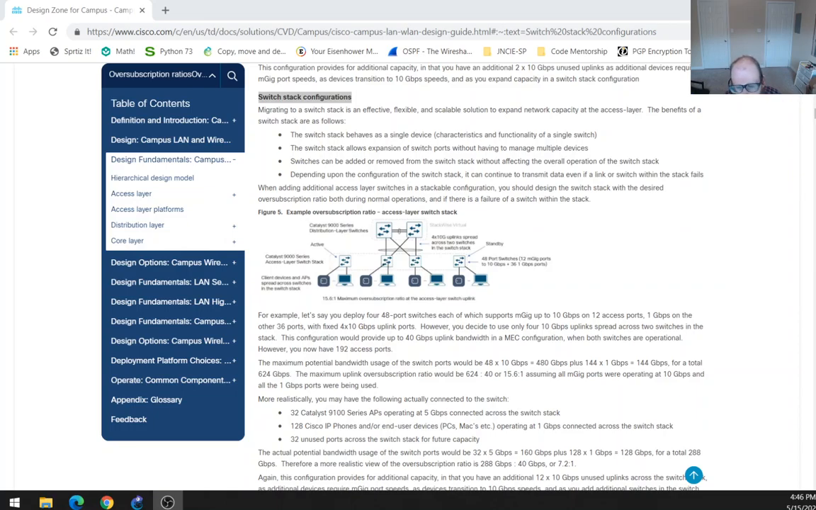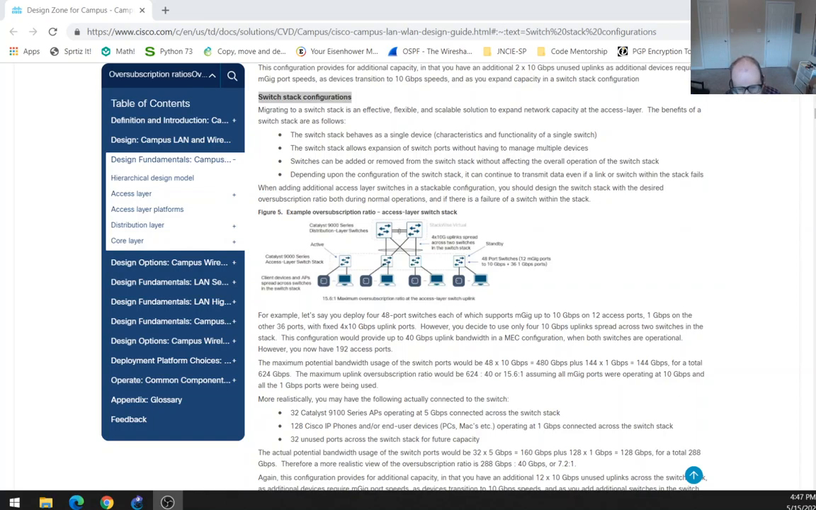This configuration will provide up to 40 gigabits per second uplink bandwidth in a MEC configuration when both switches are operational. However, you now have 192 access ports. The maximum potential bandwidth usage of the switch ports would be 48 times 10 gigabit per second equals 480 gigabits per second, plus 144 times 1 gigabit per second equals 144 gigabits per second, for a total of 624 gigabits per second.